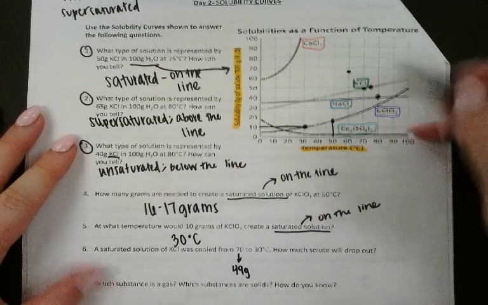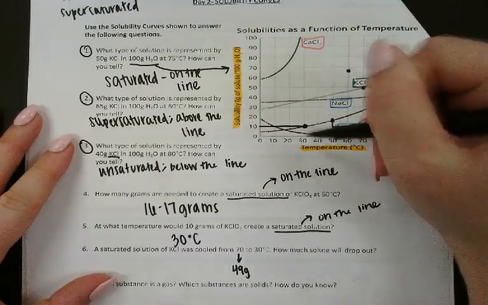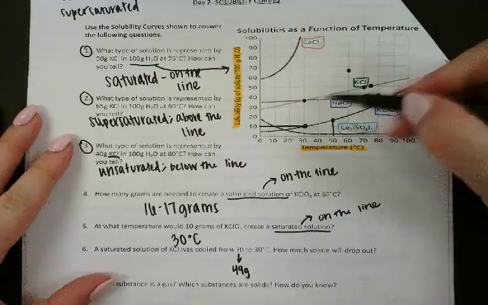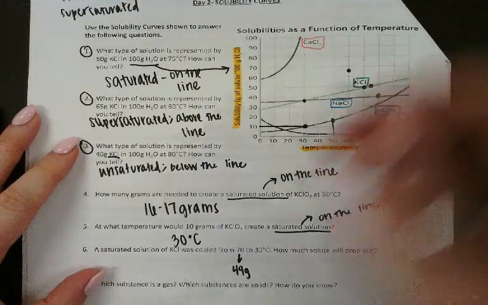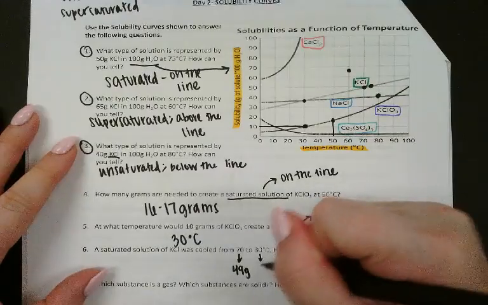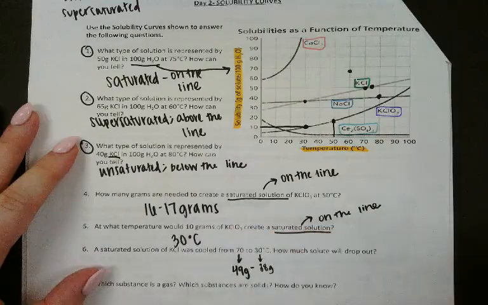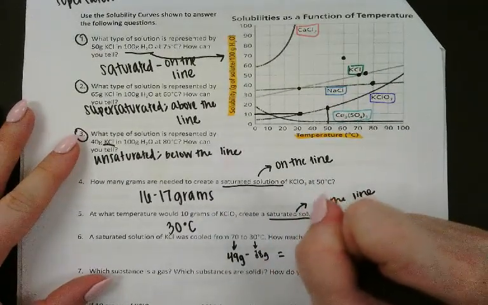Then it says that it's cooled to 30, so I'm going to go up, and this intersects with NaCl, but still the same thing, and I'm going to say that's about 38 grams. To figure out how much solute drops out, I just take 49 minus 38, and that gives me 11 grams.